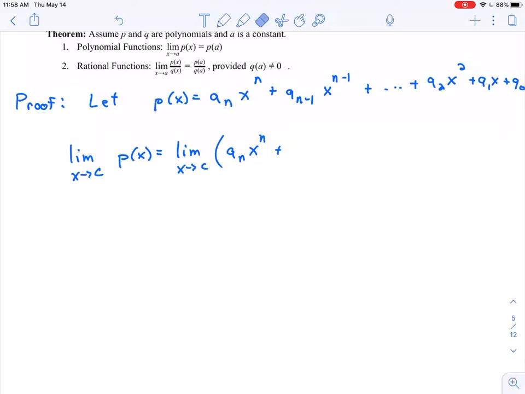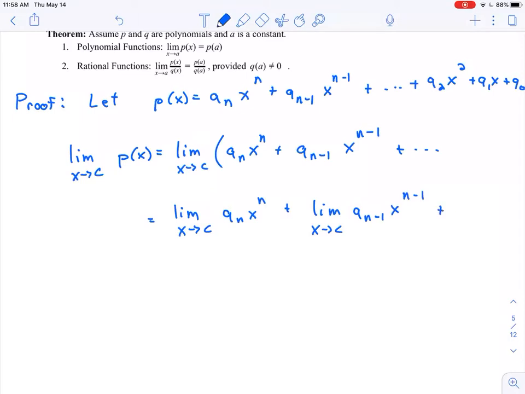So actually, you know what? I probably should have at least one more term. Let's go ahead and do that. A sub n minus 1, x to the n minus 1, plus blah, blah, blah. So you would say, okay, this is the same as saying the limit as x approaches c of a sub n x to the n, plus the limit as x approaches c of a sub n minus 1 x to the n minus 1, plus blah, blah, blah. You'd have a bunch of different limits here, right? If I had 5 terms altogether, I'd have 5 different limits at this point.